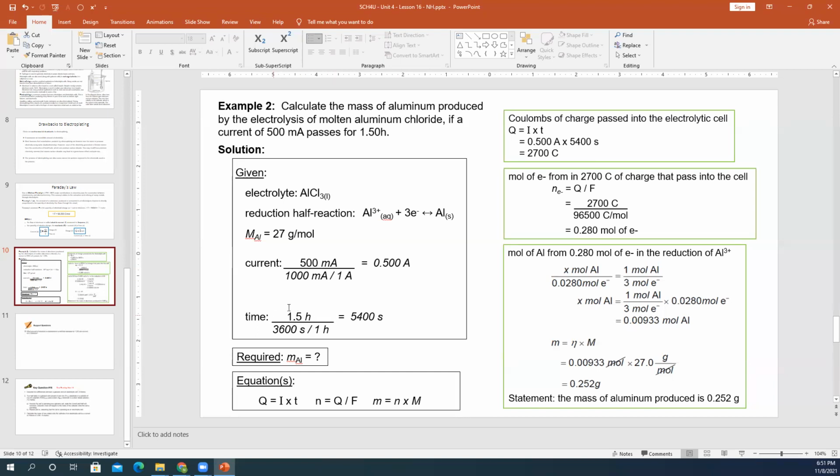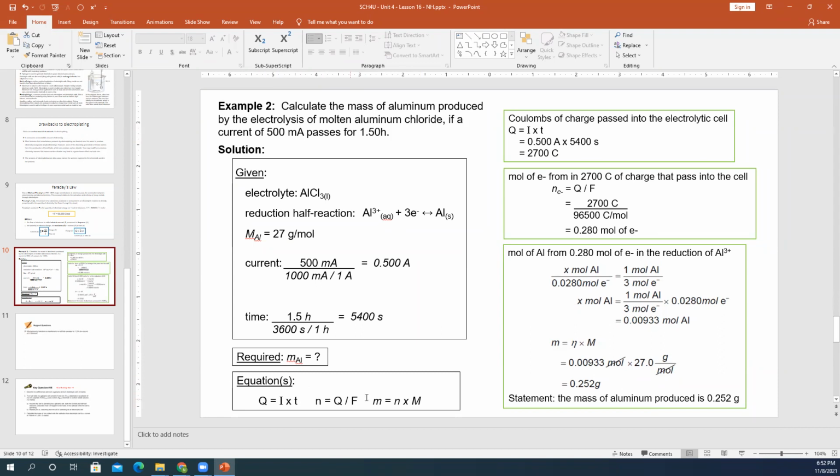Now the time of 1.5 hours, you convert it to seconds. And if you convert 1.5 hours to seconds, you'll see that it is 5,400 seconds. And what do you require? You require to know what is the mass of aluminum. That's what the question was. Calculate the mass of aluminum produced by this electrolysis reaction of a molten aluminum chloride once you pass a current of 500 milliamps for 1.5 hours through it.